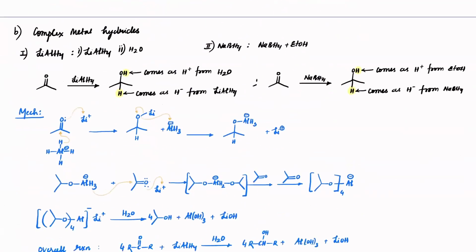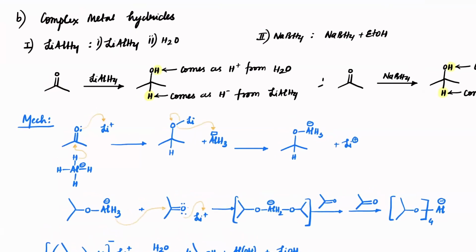Now let's look into complex metal hydrides. If you want to convert aldehydes and ketones into alcohols, then these two reagents are essentially used the most. One is lithium aluminum hydride, the other one is sodium borohydride. If the question has simply lithium aluminum hydride, you should understand the background that first we are adding lithium aluminum hydride in some ether solvent and then you are hydrolyzing it eventually. While with NaBH4, you are directly taking NaBH4 in ethanol.